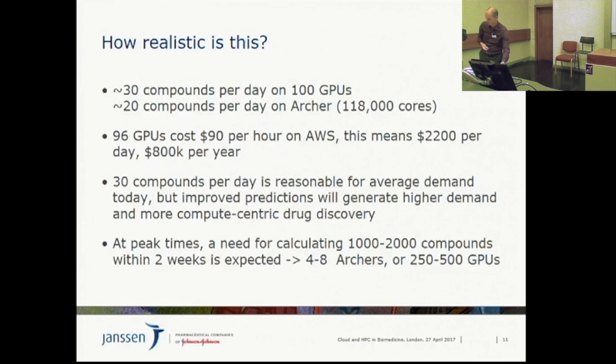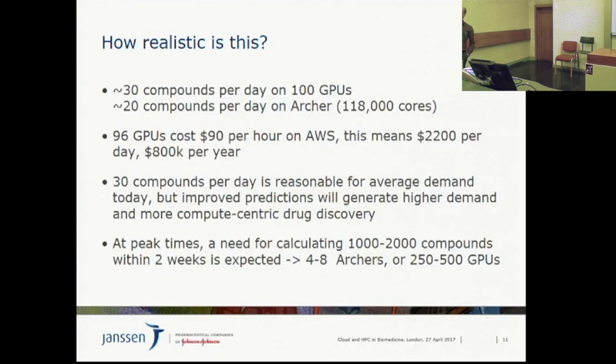So how realistic is this? As I said, these are the numbers that we can do today, either on the GPUs or on a system like Archer. If you look at the cost, this is just taken straight from the AWS cloud. Let's say 96 GPUs, let's say that's about 100, costs about $800,000 per year for us to do that. And what can we do with that? We can then do 30 compounds a day.